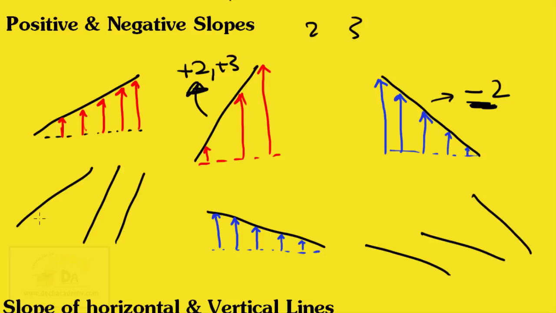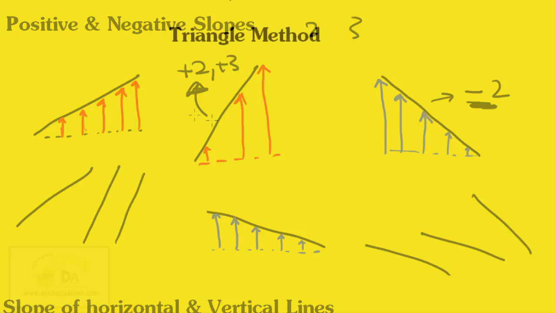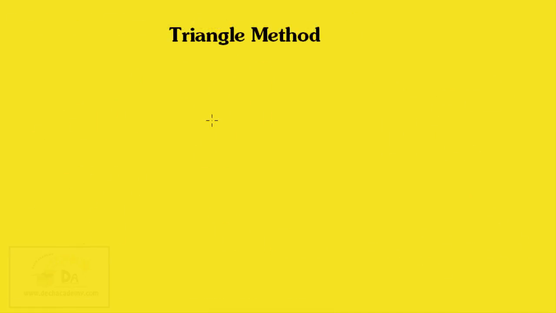So the key thing here is to note lines that increase from left to right have positive gradients, positive slopes, and lines that increase from right to left have negative gradients, which is the same thing as having a negative slope. The words slope and gradient are used interchangeably. Now we're going to move on to determining the gradient of a given line. We're going to determine the numerical value for the gradient of a line, and I'm going to use a method known as the triangle method.